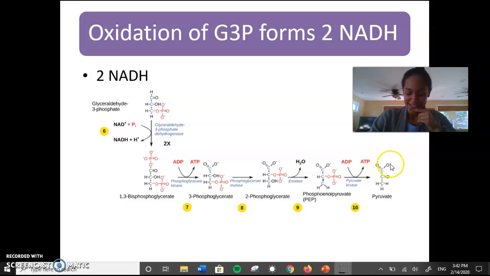Another place we see some gain is with NADH. So the oxidation of G3P forms 2 NADH molecules. So we see that right here in step 6. The enzyme responsible here is glyceraldehyde 3-phosphate dehydrogenase, or G3P dehydrogenase. And in this reaction, 2 molecules of NADH are formed.